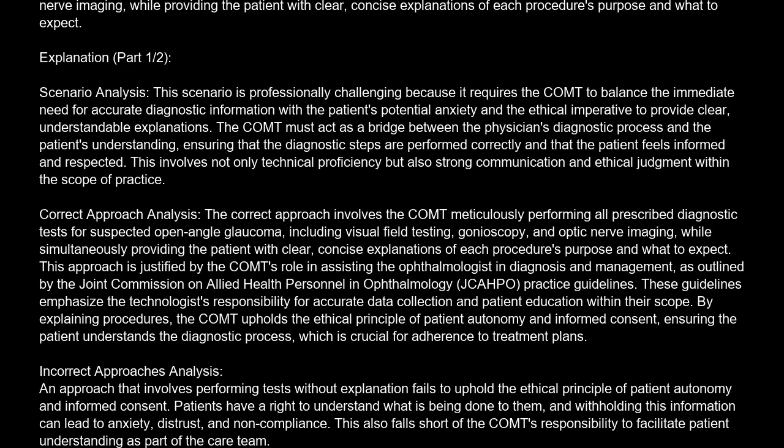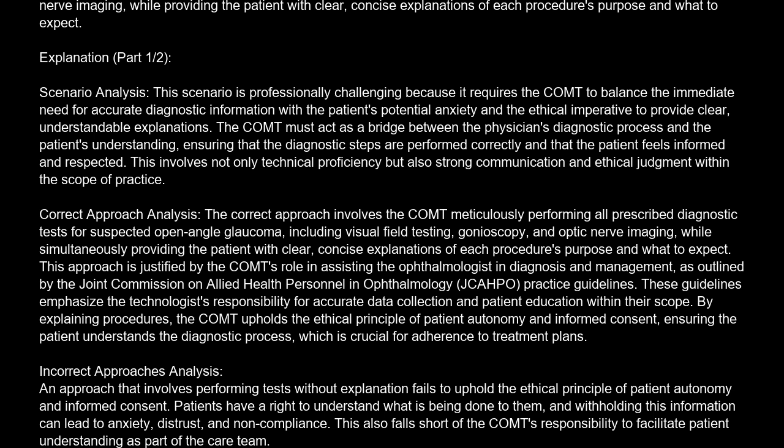The correct answer is D. Perform all prescribed diagnostic tests for open-angle glaucoma, including visual field testing, gonioscopy, and optic nerve imaging, while providing the patient with clear, concise explanations of each procedure's purpose and what to expect.